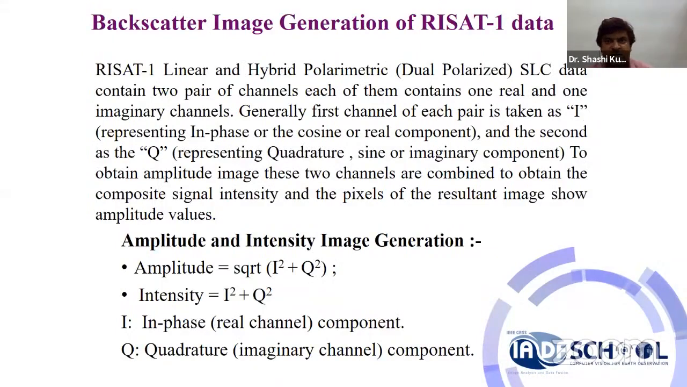Now we are going to see here the backscatter coefficient image generation of RISAT-1 data set. So RISAT-1 data set was operated in linear polarization as well as circular polarization. And this was the first satellite which was capable of providing the data set in linear as well as circular polarization for the Earth surface.